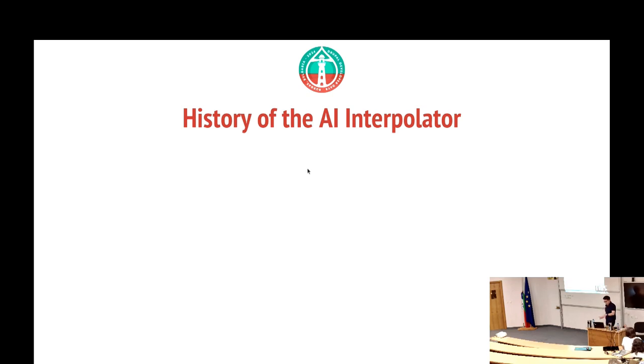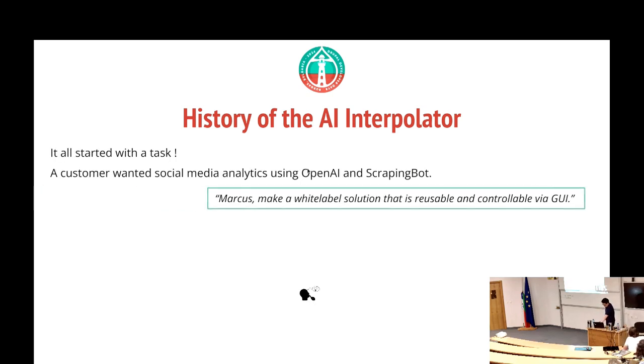So, the history first, before I start explaining what it is. It all started with a task in my old company. A customer that we worked with wanted social media analytics based on ChatGPT. They had started using ChatGPT, and they came to us and said, hey, I put this tweet in here and I asked it for a sentiment analysis and it was super. Can you please automate this for us? And we said, yeah, sure.